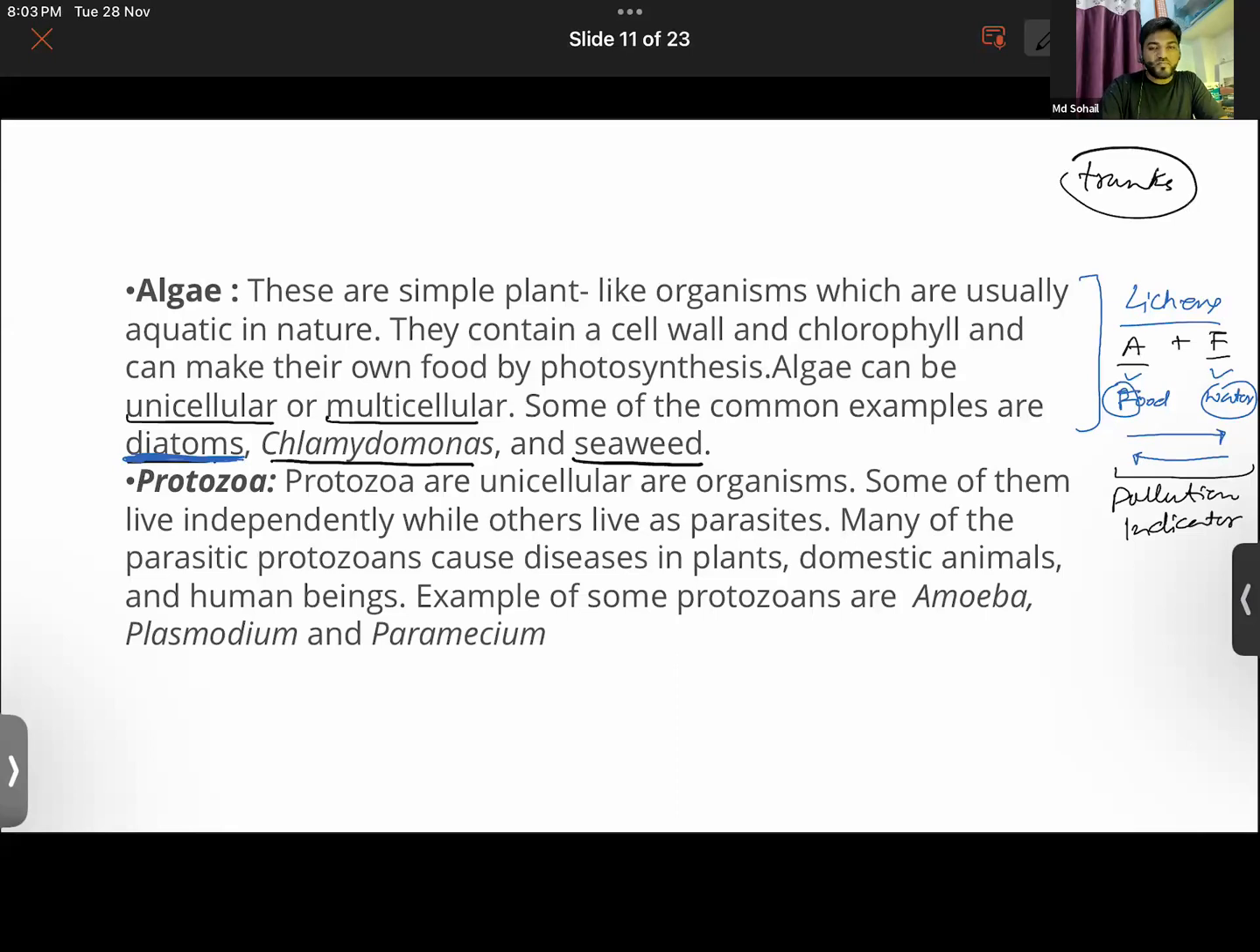You can see this? Yes, sir. On the bark of the plant, this can be growing. Is anyone having any confusion in this? Please let me know.